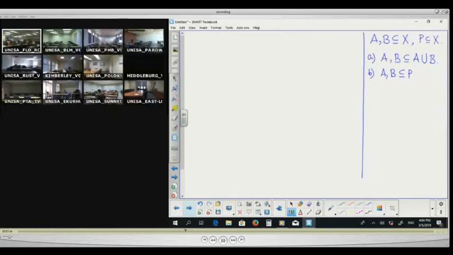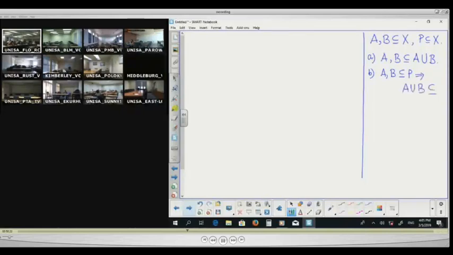What is A union B? x belongs to A union B if and only if it belongs to A or it belongs to B. Right? Now if it belongs to A, by this it is a member of the subset. If it belongs to B, by this also it is a member of the subset. So it follows that if you have a subset which contains both A and B, then A union B is a subset of it.